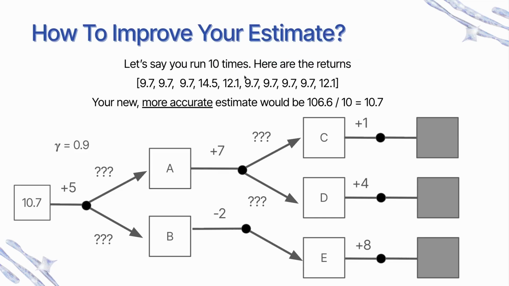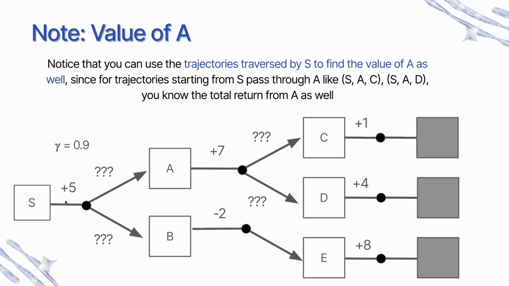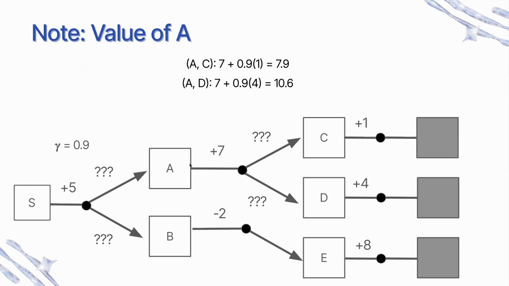But notice, we found the value of S, but you can also just find the value of A as well. Once again, you don't know the value of A because there's some randomness here. But notice that the trajectories traversed from S also include A, such as SAC and SAD. So not only do you know the total discounted return from S, you also know the total discounted return from A. So let's just calculate that. The discounted return from A to C is 7 plus 0.9 times 1, which is 7.9.